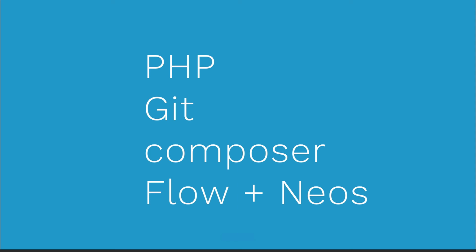Git is a technology to version your code, and it's based on the PHP technology Composer, which is a package manager. If you're familiar with front-end technologies, you might know NPM or Yarn, and it's the same for PHP. You define which external packages you require, and it will load them in. And of course, it's based on Flow, which is the framework below Neos, and then on Neos. So a lot of the code you write will look very simple and very structured because it's based on these great technologies.